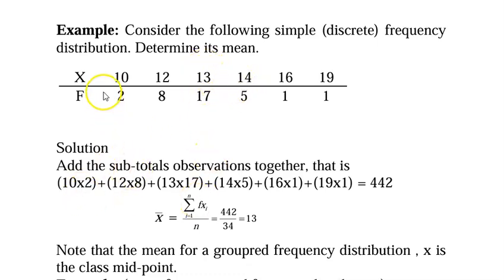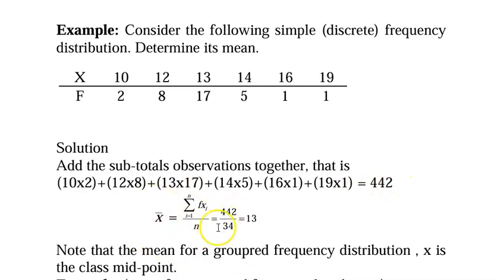So what we have here is the frequency. For the first value of x, we have 2 multiplied by 10. Then we get the sum. So we multiply these numbers: 10 by 2, plus 12 by 8, plus 13 by 17, plus 14 multiplied by 5, plus 16 multiplied by 1, and then plus 19 multiplied by 1. When you compute this on the calculator, we get 442.